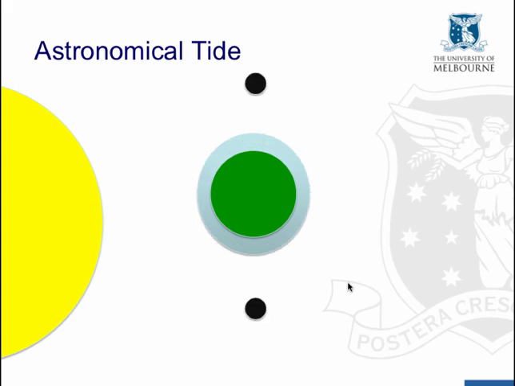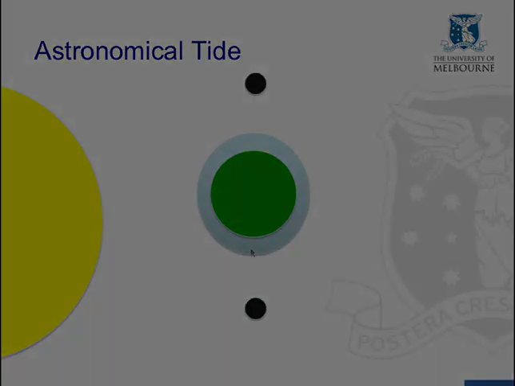If the moon and the sun are oriented either like this or this, then they actually counteract each other. And although because the moon's stronger, we still get a tide, an elliptical shape in this water body, the tides are much weaker, and that's called a neap tide. So that's the astronomical tide cycle.